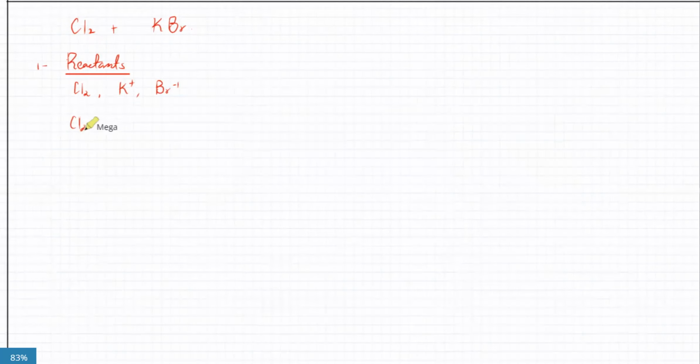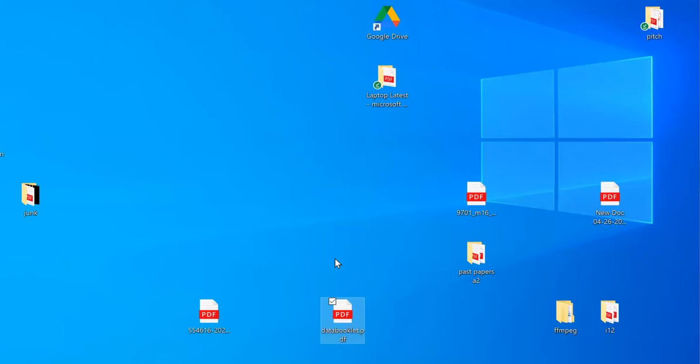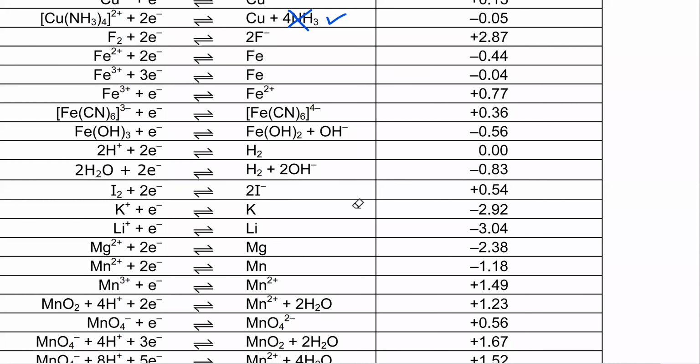So you got Cl2 plus 2 electrons in equilibrium with 2Cl-1. So I'm just doing this from memory. This one is already given in the data booklet for Cl2. So write all electrode reactions which involve any one of these. These are your reactants, and let me open the data booklet as well for this one. Okay, I already have one open.